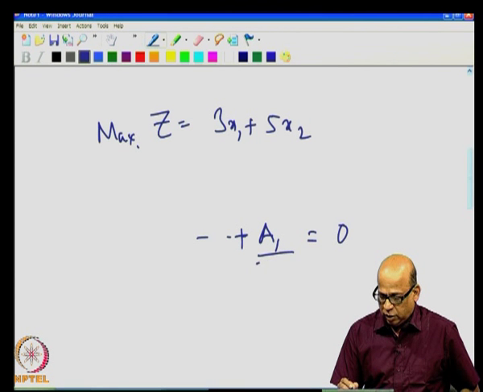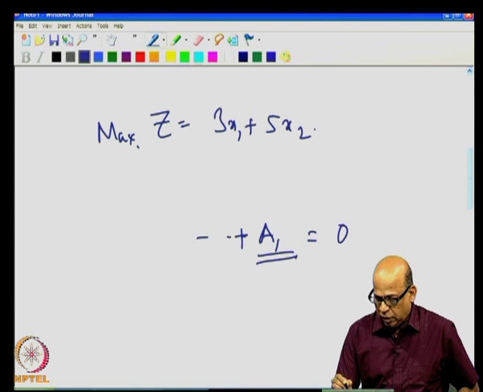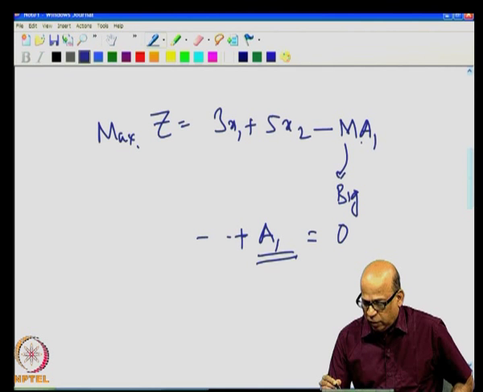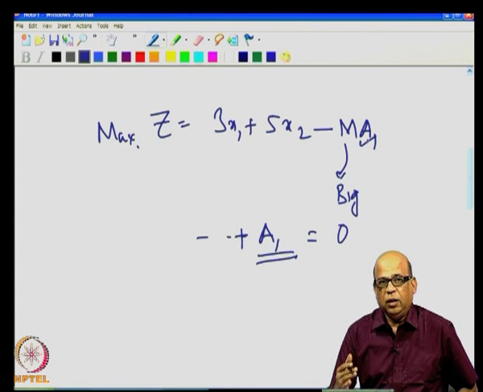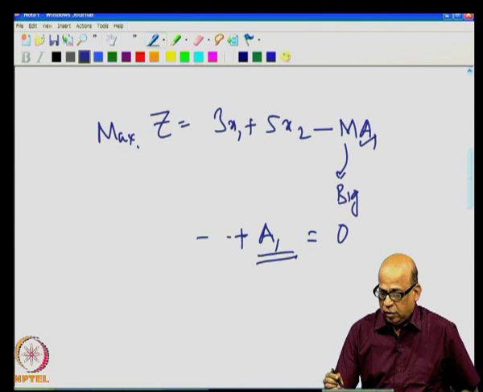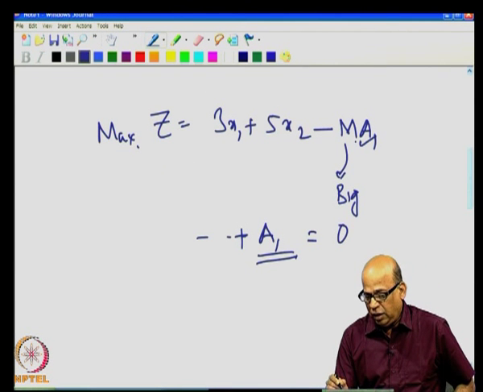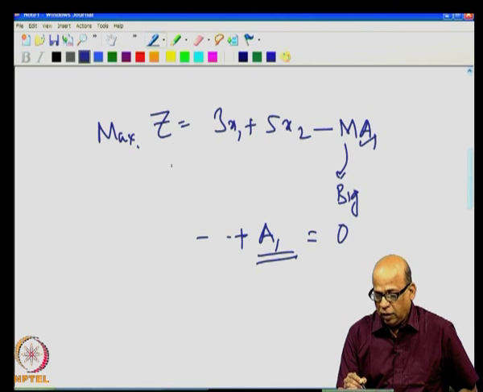Because you do not want the artificial variables in the final solution, what we do is penalize this with a negative sign and put a large coefficient. This is a big coefficient, and that is why this method is called the big M method: minus M into A1. Even if you put a very small value to this artificial variable in the iterations, then this whole function becomes highly negative, and therefore there is a penalty associated with this.